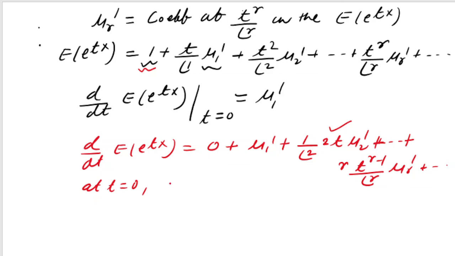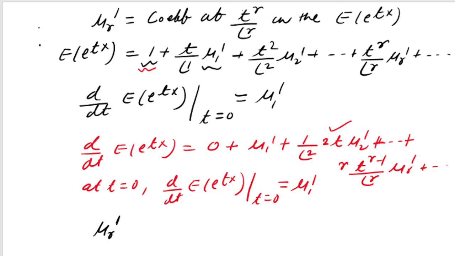So what you will get? You will get d by dt of expectation of e to the power tx at t equal to 0 will give you nothing but mu 1 dash. And similarly, if you think carefully, I am writing it, but I would like you to think about this: if I have to calculate mu r dash, what will I do? I will differentiate this moment generating function with respect to t, r times.